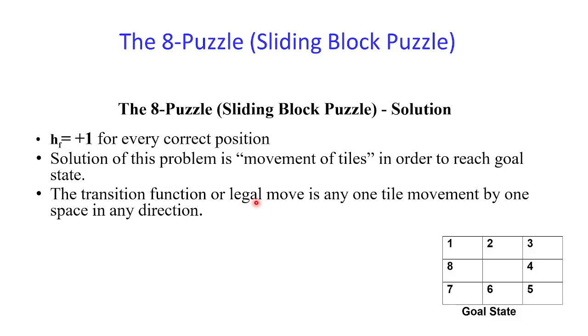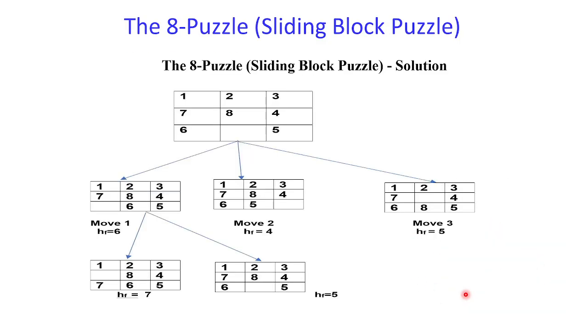Each step is one legal slide. And that is already in its correct place. So the transition function, or the successor function we defined earlier, determines which tile can legally move one step. This is the goal state we have to achieve.